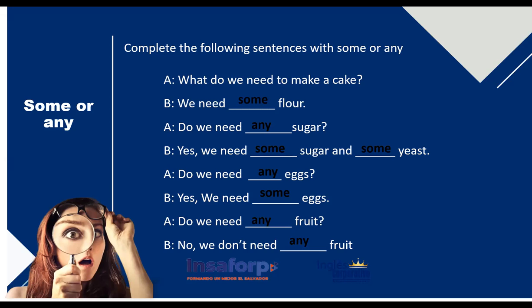What do you need to make a cake? We need some flour. Do you need any sugar? Yes, we need some sugar and some yeast. Do we need any eggs? Yes, we need some eggs. Do we need any fruit? No, we don't need any fruit. Thank you. Excellent job.